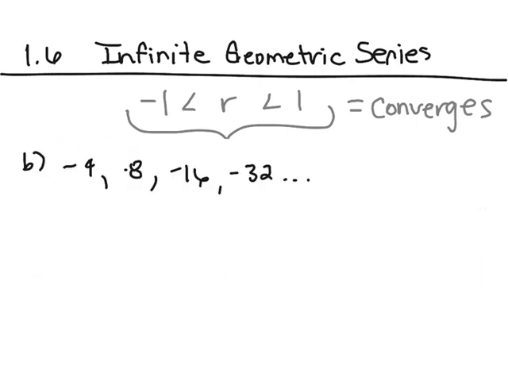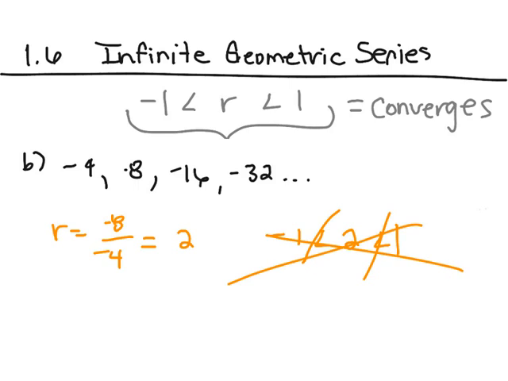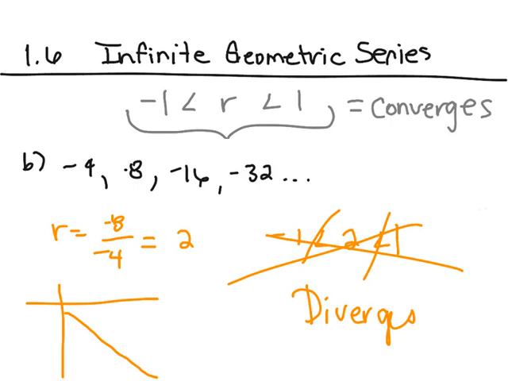For the next one, r would be -8 divided by -4, which is +2. And because it does not fall into this range, that means it diverges. So it keeps getting increasingly negative, so the graph would go down and down and down in a straight line.